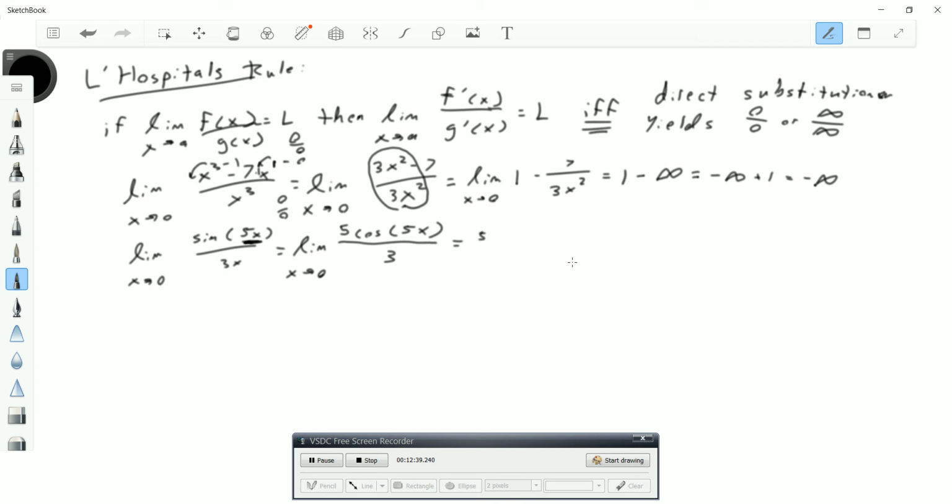Now, I'm going to do one more because I think it is a good one to illustrate a point. The limit as x goes to infinity of the square root of x squared plus 1 over x.